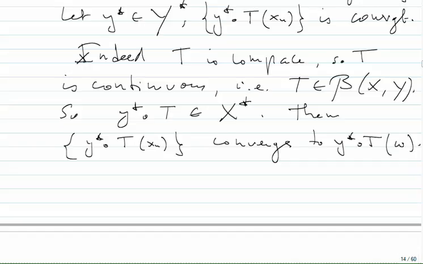So what is the main ingredient here? This is the remark I wanted to make. The main ingredient is not compactness. The main ingredient is the fact that T is continuous. What we just showed is that if a sequence is weakly convergent, then the image by T is weakly convergent, if T is continuous. Of course, when T is compact, it is continuous and bounded, but we don't need compactness for this part. We just need to know that the image of a weakly convergent sequence is weakly convergent in the range.